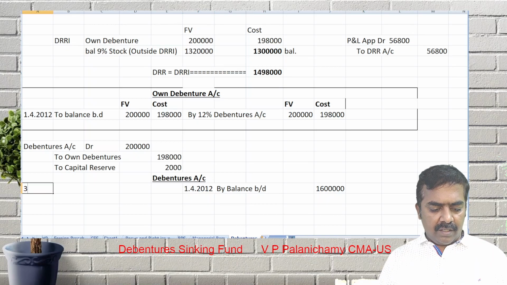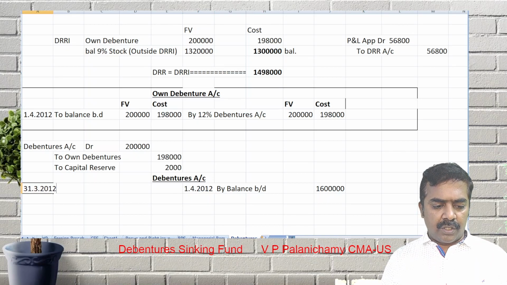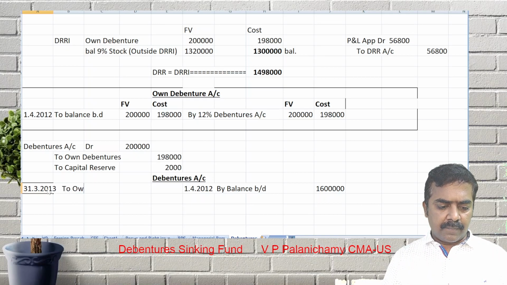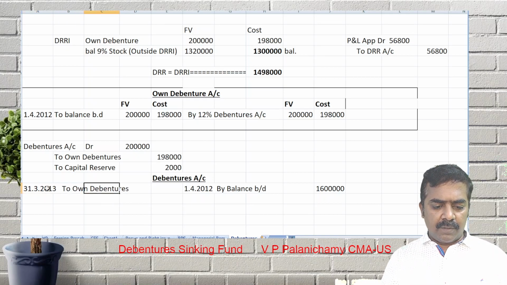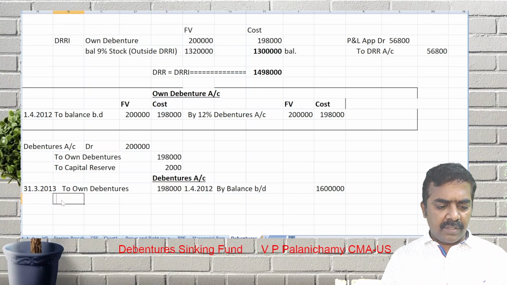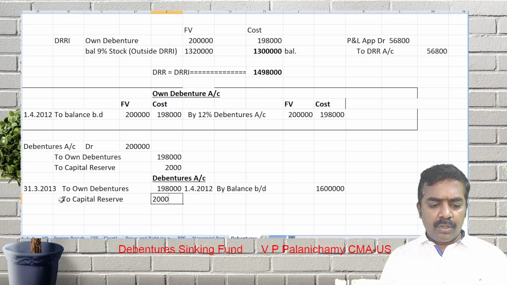To own 31/3/2012, 13, okay. To own debentures. 1,98,000. To own debentures எவ்வளவு? 1,98,000. 1,98,000. To capital reserve என்ன பண்ணும்? The 2,000. To capital reserve. To capital reserve என்ன பண்ணும்? 2,000.